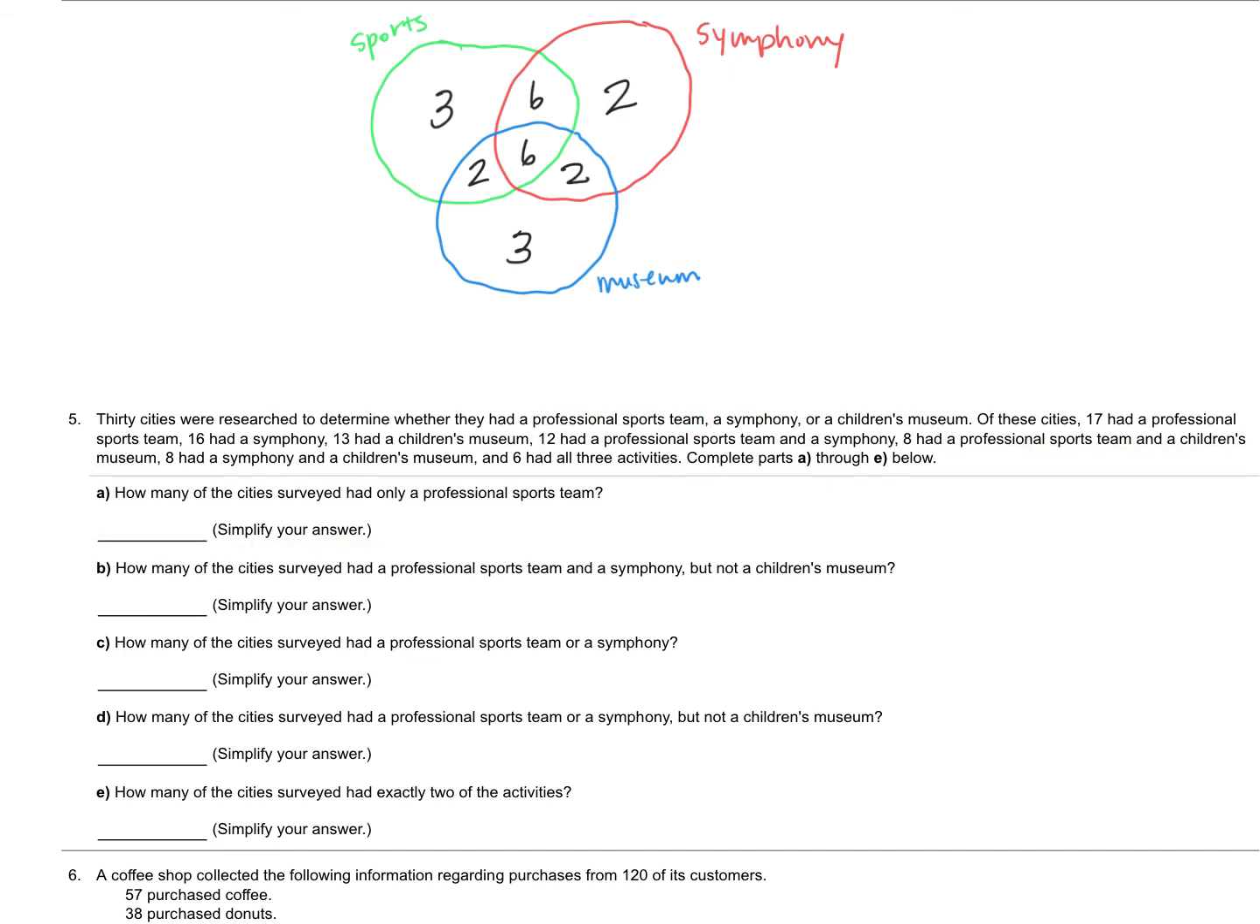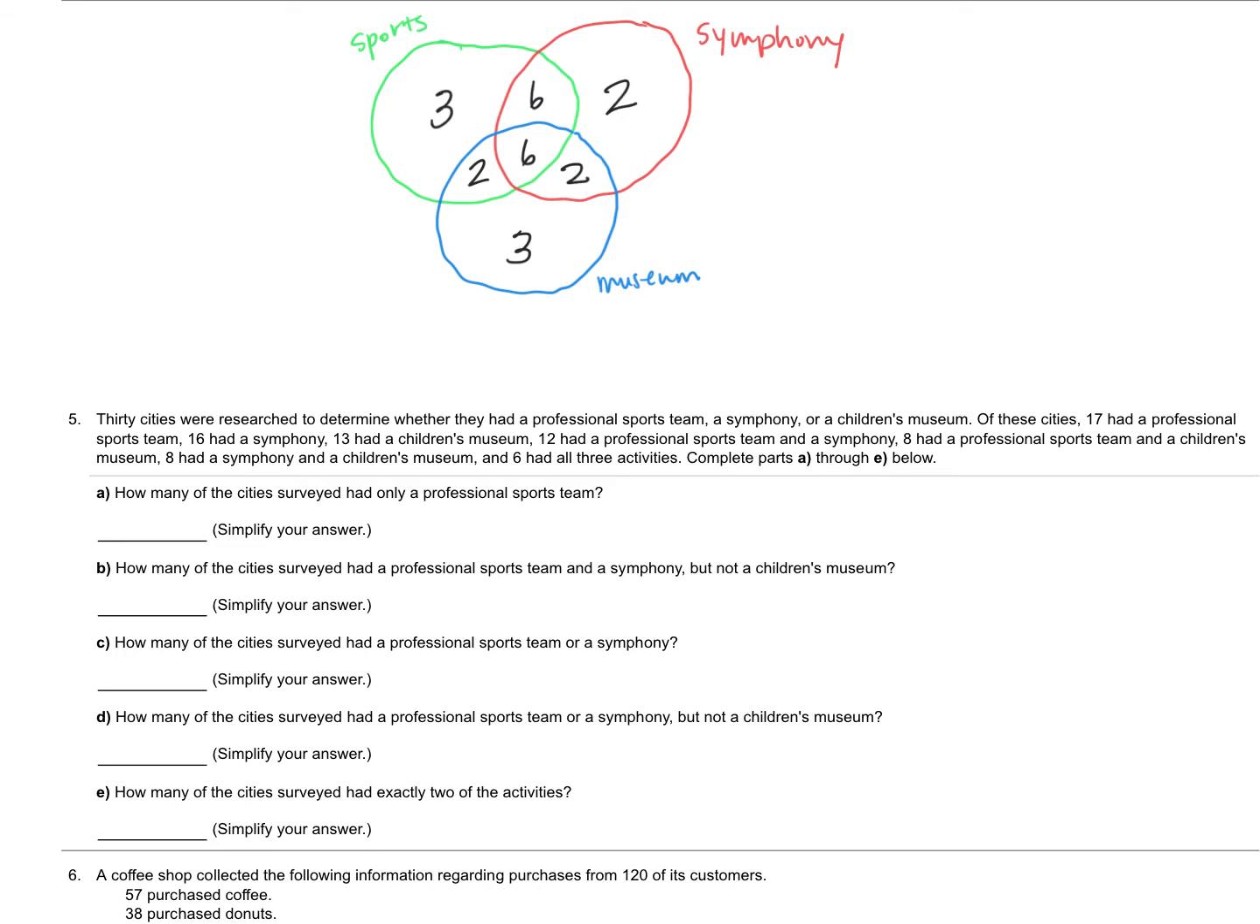Okay, how many of the cities surveyed had only a professional sports team? So only the professional sports team is going to indicate you just want the part here in the sports circle, but the part that's not in any other circle. So that answer would be 3.